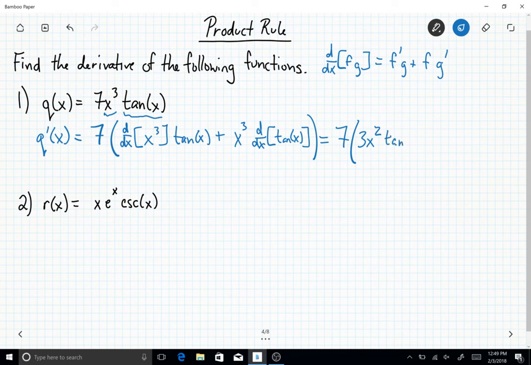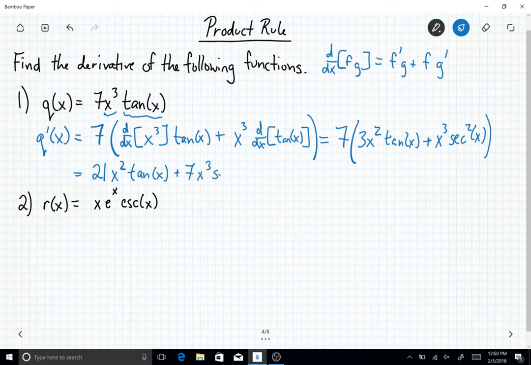So 3x squared tangent of x plus, now x cubed, what's the derivative of tangent of x? Well, if you remember from that chart in the beginning, that's secant squared of x. And that is a fine final answer. If you want to get fancy with it, you can distribute the 7, so you get 21x squared tangent of x plus 7x cubed, sorry, need to distribute that 7. 7x cubed secant squared of x.